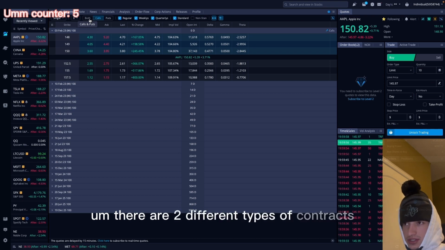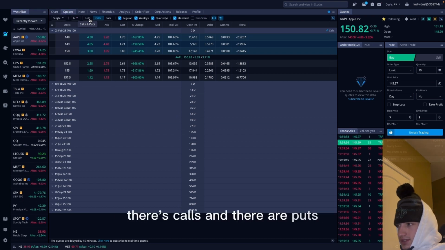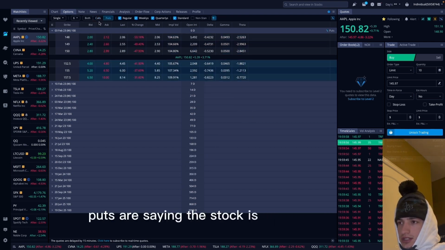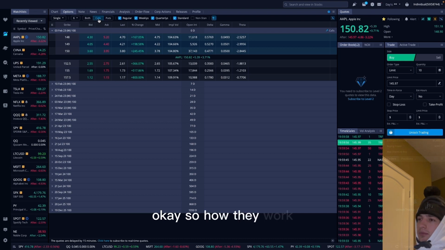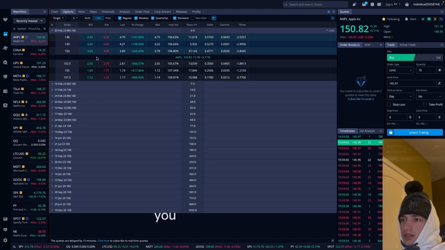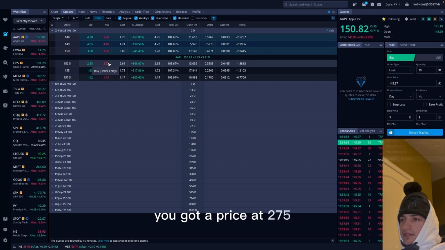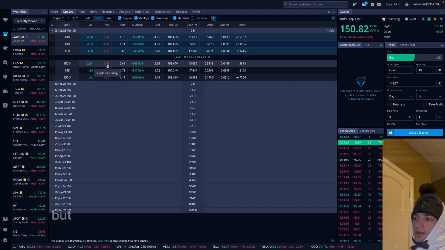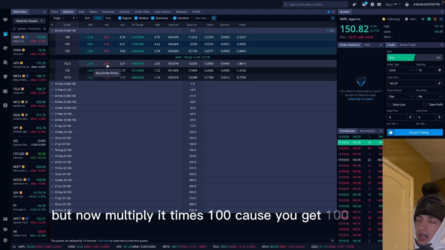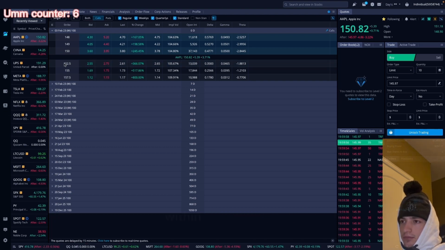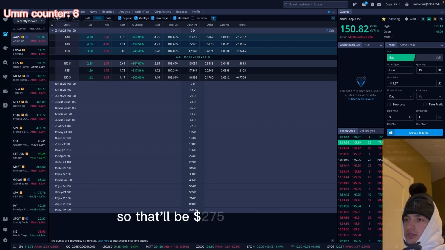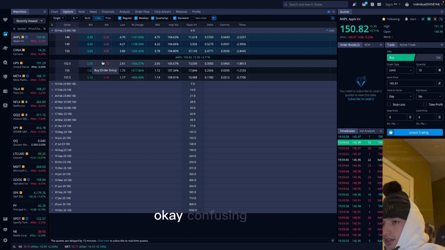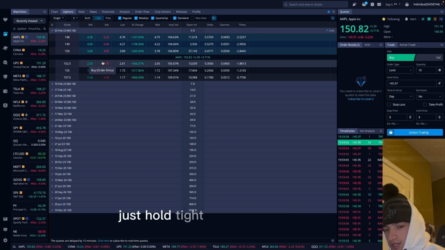There are two different types of contracts. There's calls and there are puts. Calls are saying the stock's going to go up. Puts are saying the stock is going to go down. Okay, so how they work. If you see here, you got a price at $2.75. Yes, that is the price, but now multiply it times 100 because you get 100 shares within the contract. So that'll be $275 for one contract. Okay. Confusing, I know, just hold tight and you'll get there.